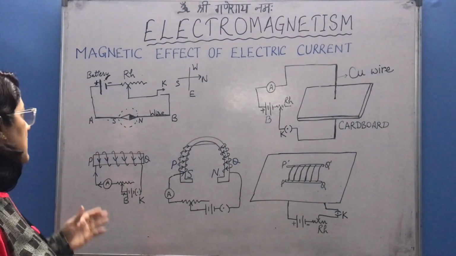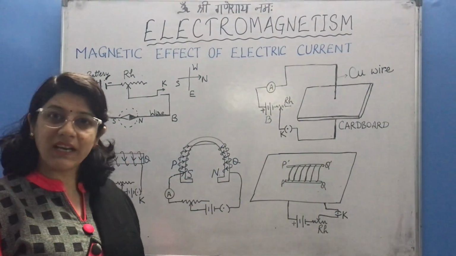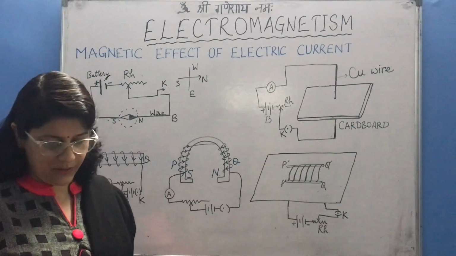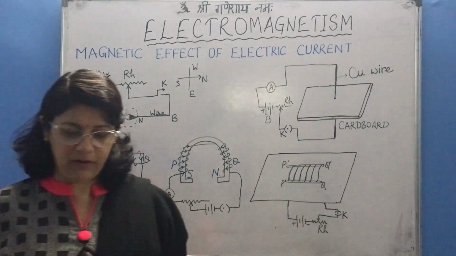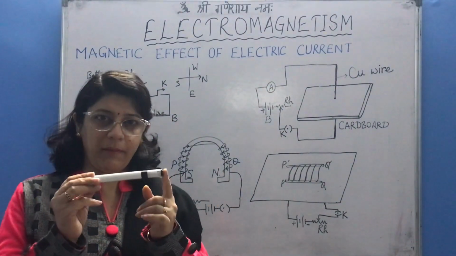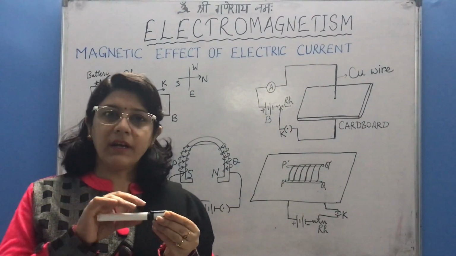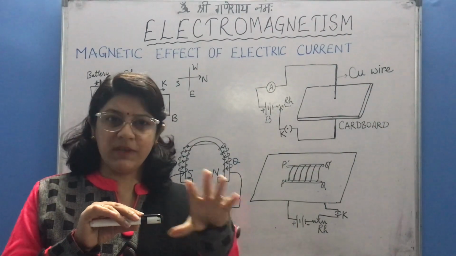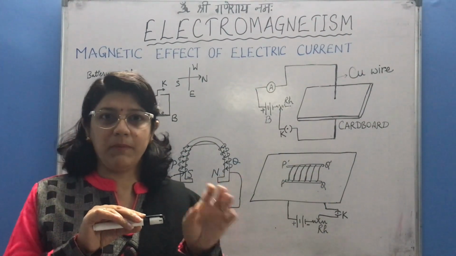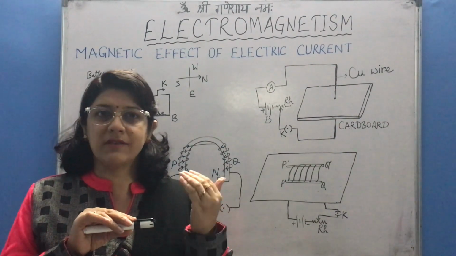In 1820, this phenomenon was first observed by Hans Ørsted, which is known as the magnetic effect of electric current. According to this, when an electric current is passed through a wire, if we place a compass in its vicinity, then the needle of the compass will deflect, which means it shows that a magnetic field is there.